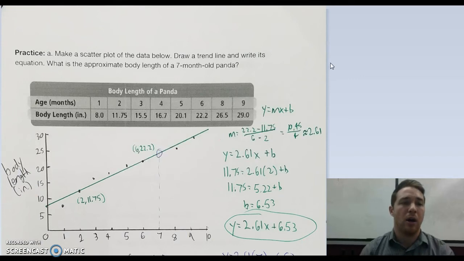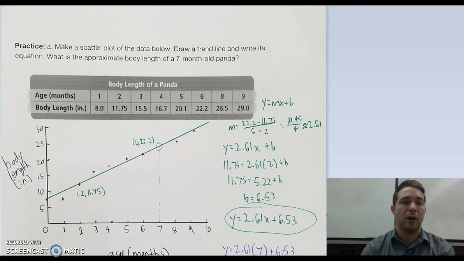So we're going to try and do that on this practice question. We're going to make a scatter plot just like that last question of our data table. This time though, we're going to add in a trend line and write its equation. We're also going to use that trend line to estimate the body length of a 7-month-old panda.